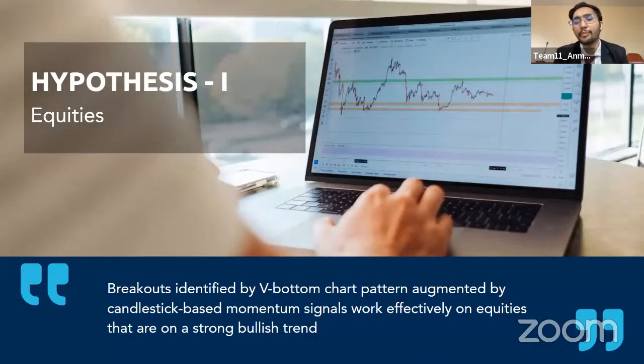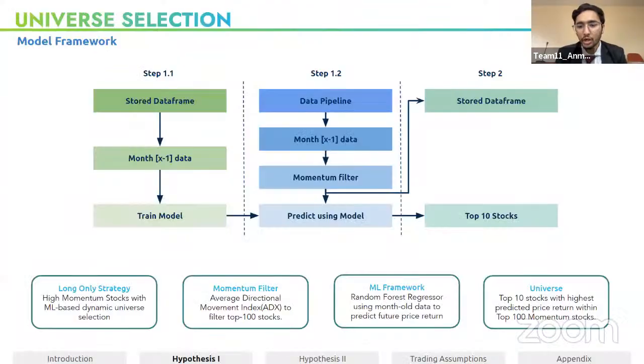Now to the statement of hypothesis 1. Breakouts identified by V-bottom chart pattern augmented with candle-based momentum signals work effectively on equities that are on a strong bullish trend. To predict the returns of the possible high momentum stocks for our portfolio, we have devised a machine learning framework. We explain the process with an example. Suppose we are trying to select a universe for the month of July.